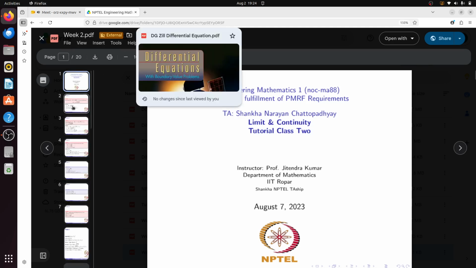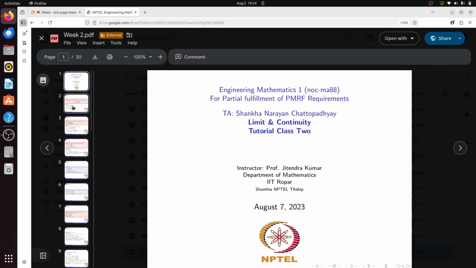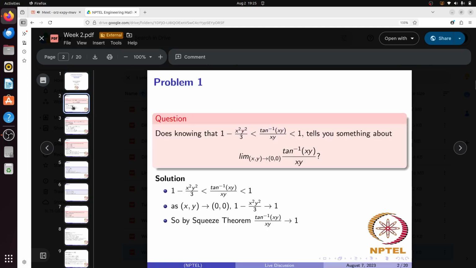Okay, so first and foremost, in today's class I will discuss limit and continuity of functions of two variables. The date and time do not match this slide because these are some old slides which I am using. So, see, the first problem is a question.